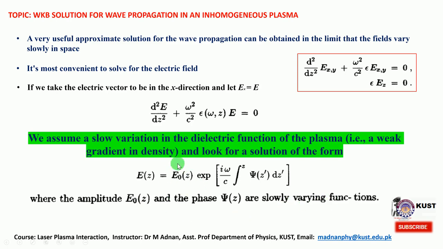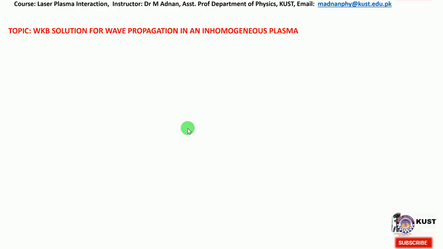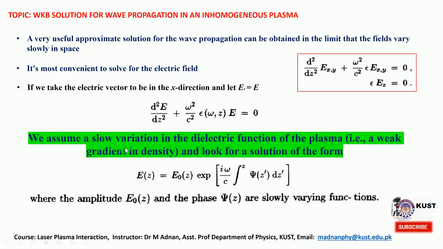So we'll take a method, of course, in solving the differential equation. This is the solution, the anticipated solution. So this will satisfy this equation. So what we have done is we'll be using the WKB approximation. That is, the second order derivative of the amplitude is small compared to the variation of the phase part with respect to z.